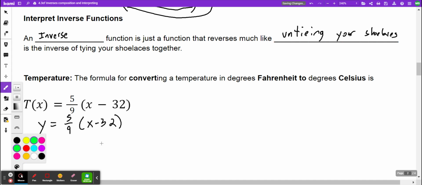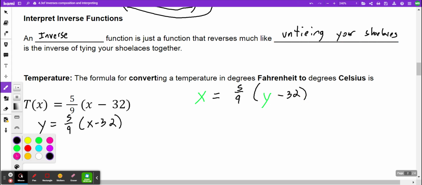What we have to do, after we wrote out the y, is switch the variables x and y. So I have x and I have y. So x is equal to 5/9 times y minus 32. Well, maybe I want to do one step at a time. I have three numbers here: a 5, a 9, and this minus 32 right here.